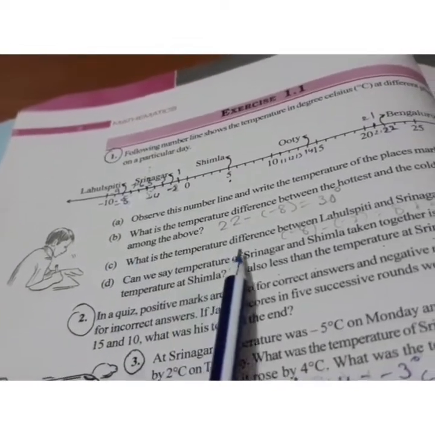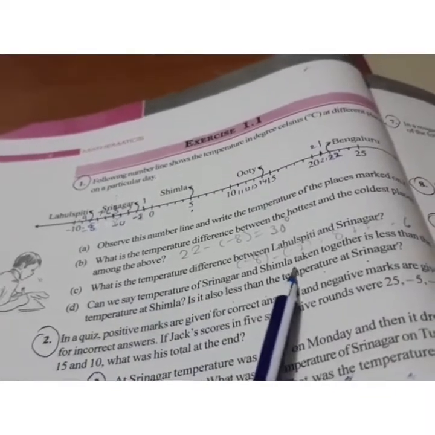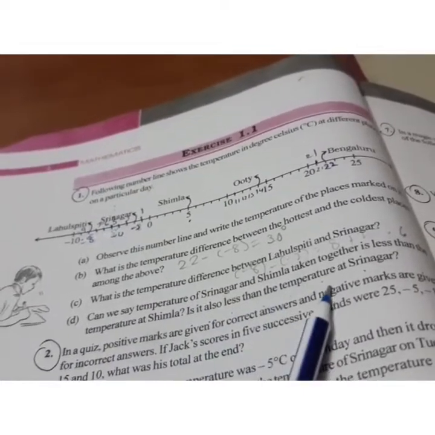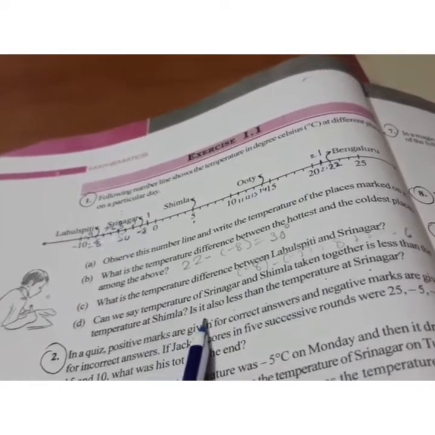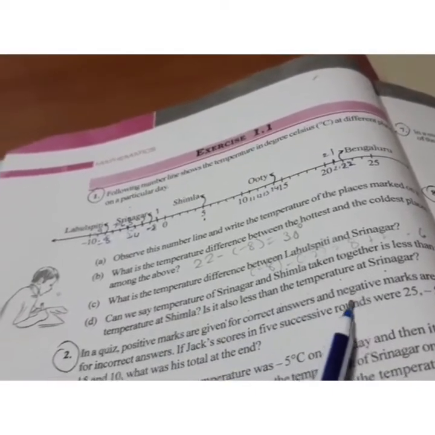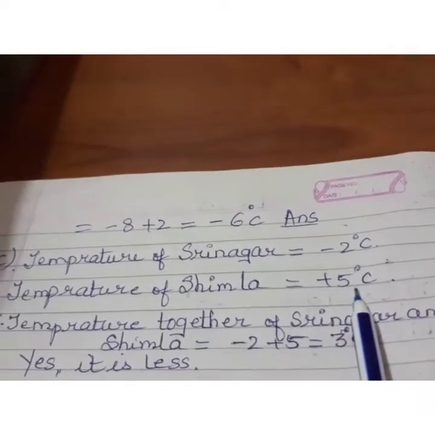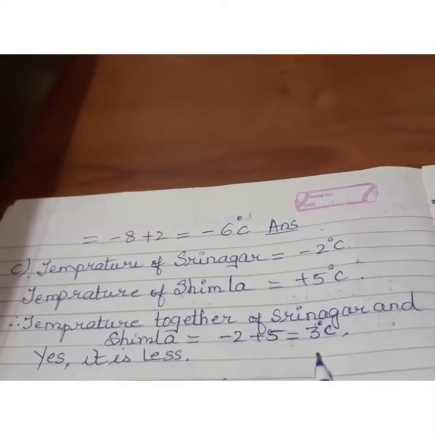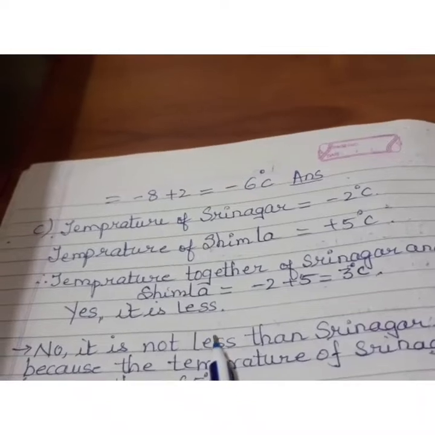What is the temperature difference between Lahaul and Spiti and Srinagar that we have done? Then can we say that the temperature of Srinagar and Shimla taken together is less than the temperature of Shimla? Is it also less than the temperature of Srinagar? Now here we will see the temperature of Srinagar is -2 degrees and the temperature of Shimla is +5 degrees. So the temperature together of Srinagar and Shimla is -2 plus 5, that is 3 degrees centigrade. So yes, it is less than.